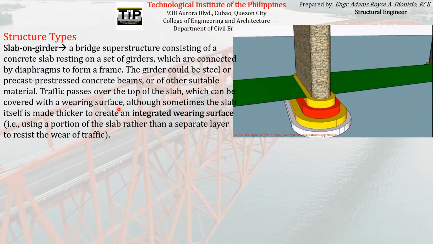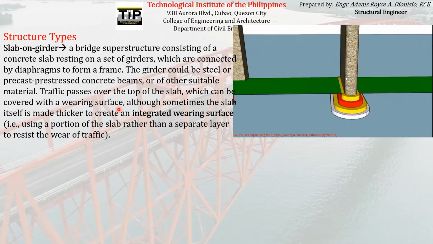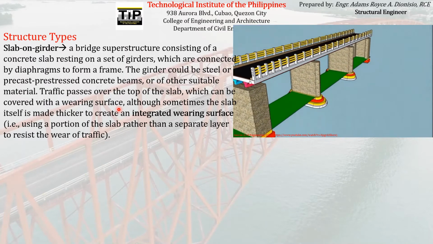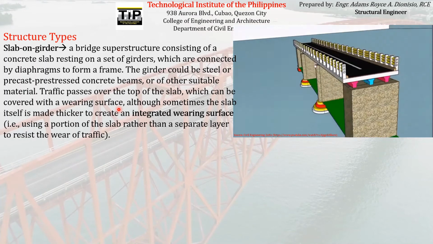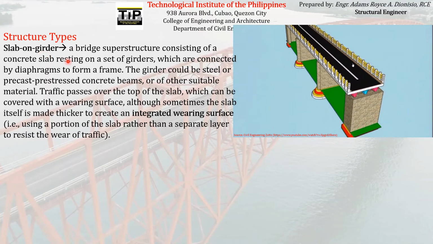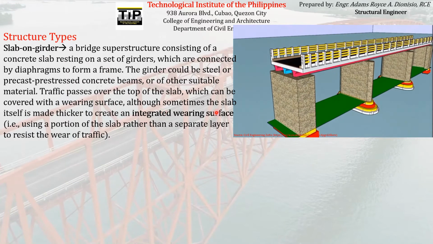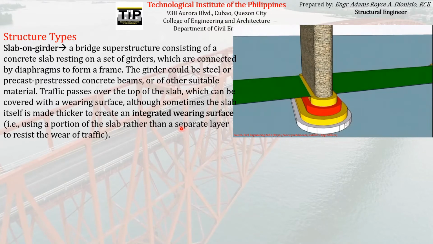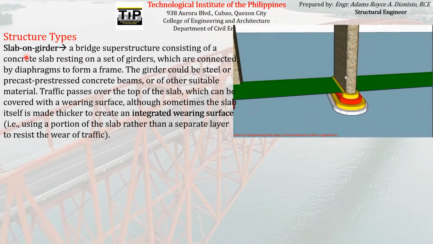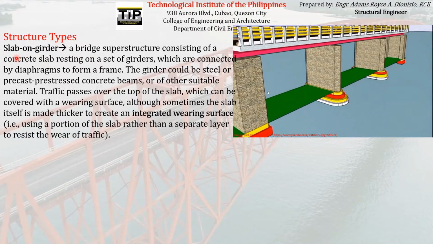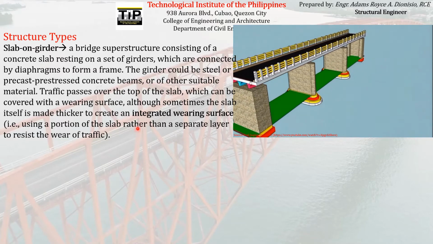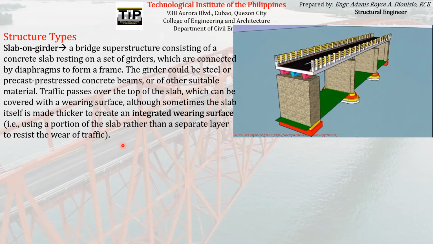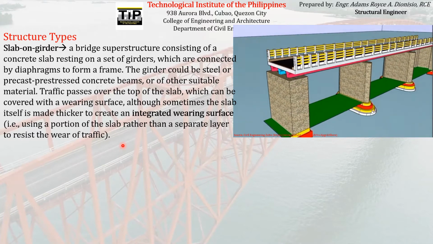So that's one type of bridge structure that is usually constructed. And actually, this is again the most popular in the modern highway bridge time. Slab on girder is the most popular type of bridge structure that we usually construct nowadays. That's why we will be focusing more on the design and engineering of a slab on girder type of bridge structure. So there are actually many advantages of using slab on girder type of bridge structure.